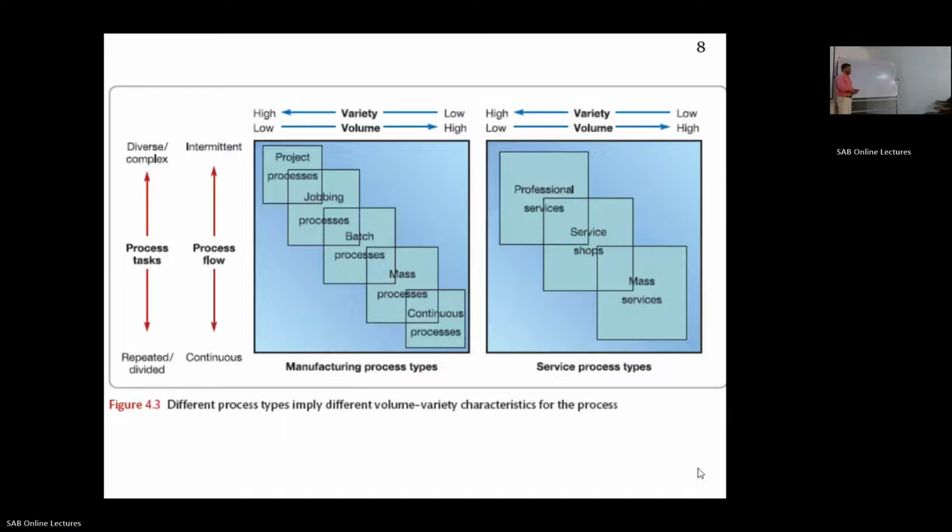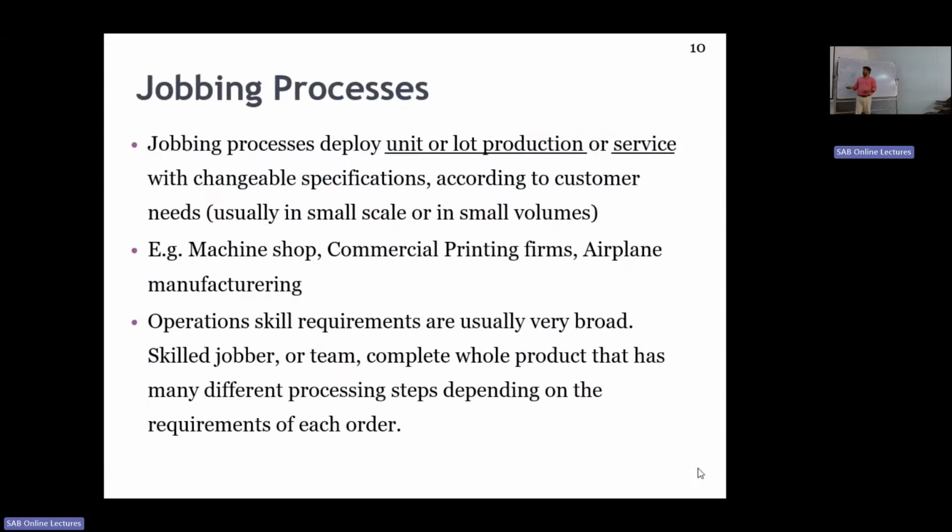What did we discuss? Different process types. For manufacturing, we identify the 5. We discuss their characteristics and where to use which one and all. For services, we identify 3. This is for customer processing and information processing. Right? Now the point is this.